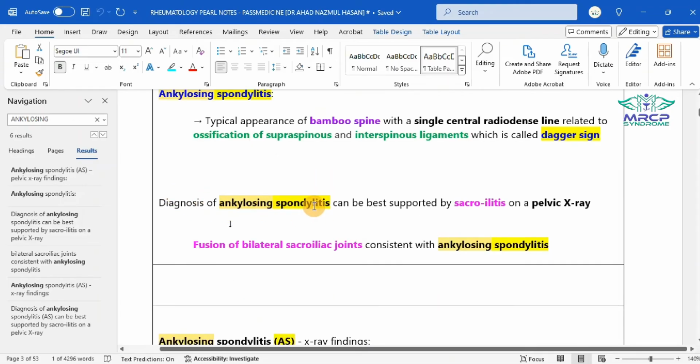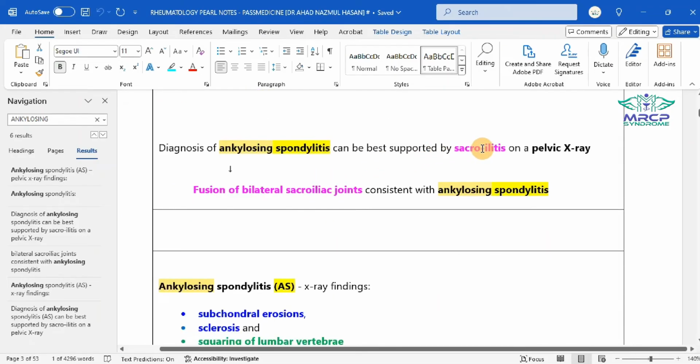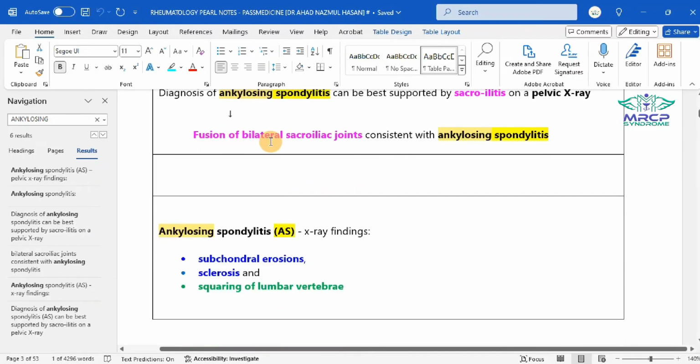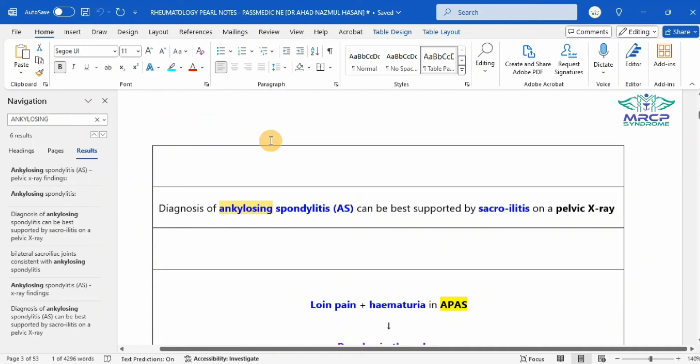Diagnosis of ankylosing spondylitis can be best supported by sacroiliitis on the pelvic X-ray. There would be fusion of the bilateral sacroiliac joints.